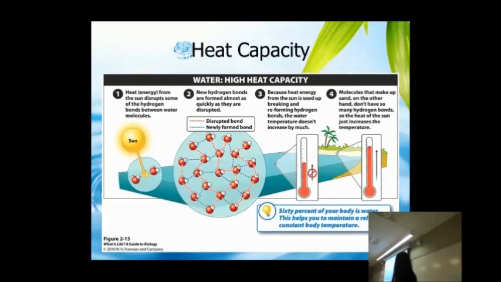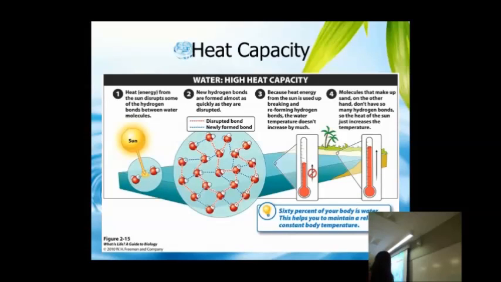And so the next property of water is its high heat capacity. So if you think about out in the nice tropical regions where the weather out there, the temperatures don't swing too much, it mostly stays about stable.